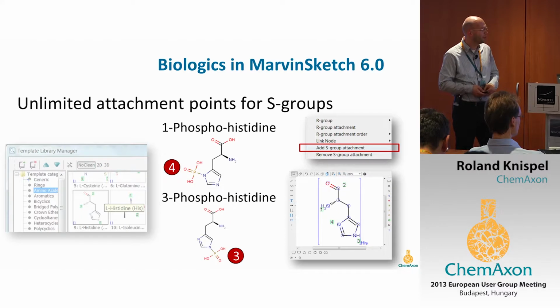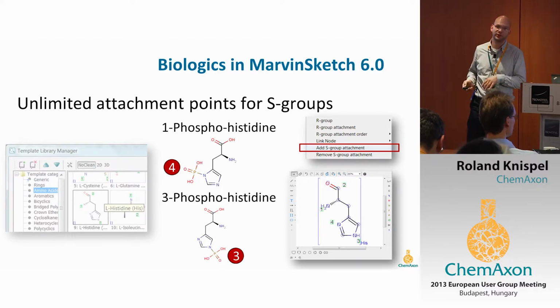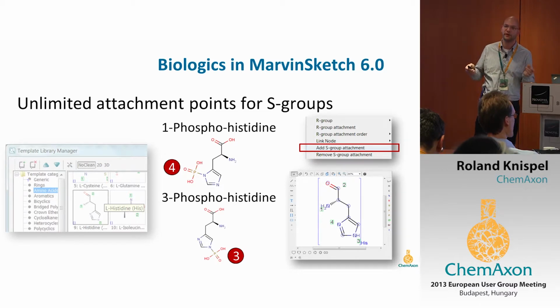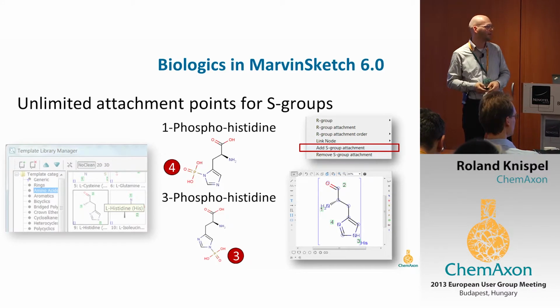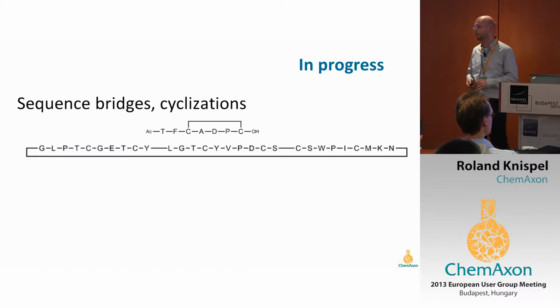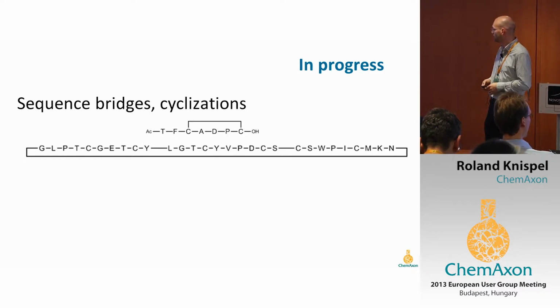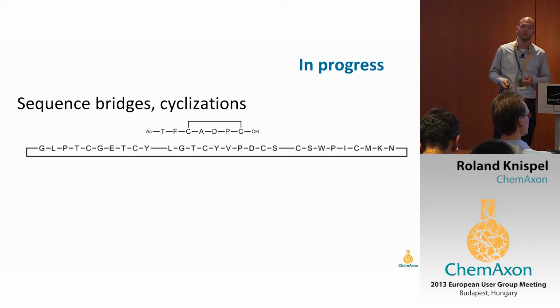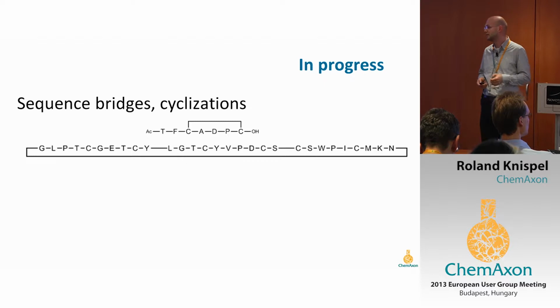You just right-click on the corresponding atom, add your S-group attachment point, and all of the information about how to condense the structure back into the single residue abbreviation is still available. Things which are new features and will be available in future versions 6.1 or 6.2 are dealing with the representation of biomolecules. So one example here is how do we represent sequence bridges, cyclizations of peptide chains, for example.